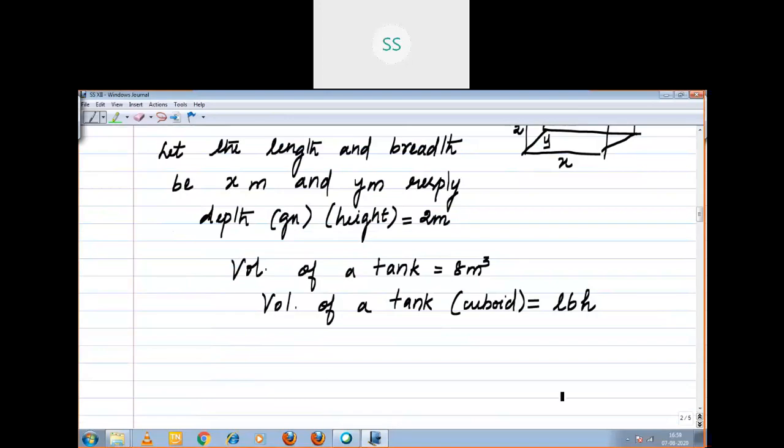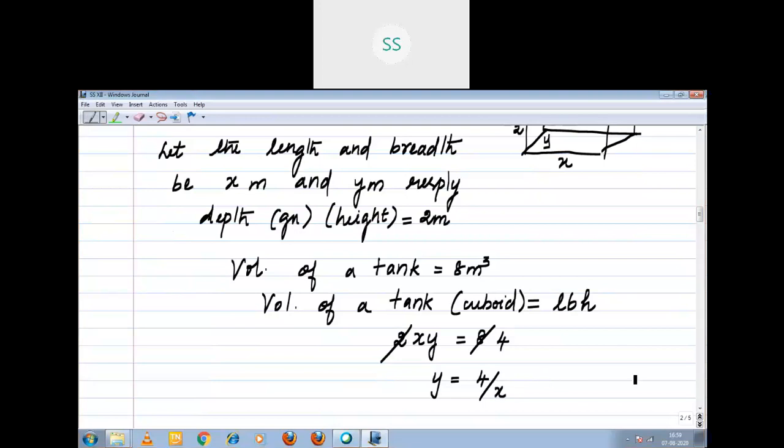Now you know what is L, what is B and what is H. Volume also you know. So x, y into 2, that 2 I write in the first, which is equal to 8. 2 ones are 2, 2 fours are 8. Now, y alone you keep in the left, then you shift x to the denominator. 4 by x. y is equal to 4 by x.